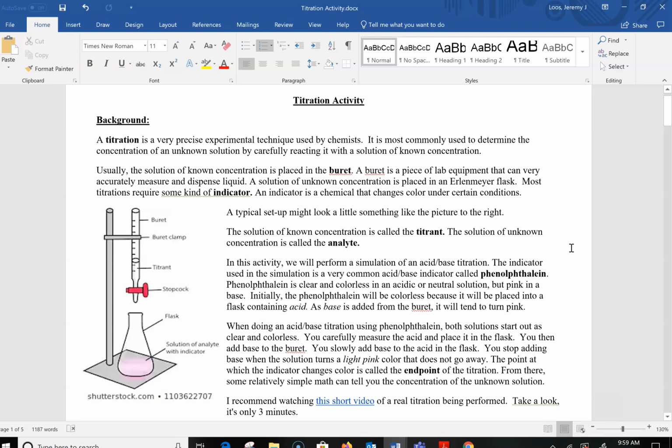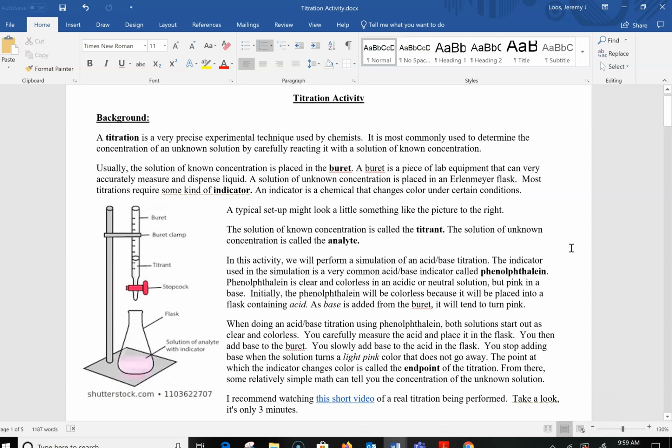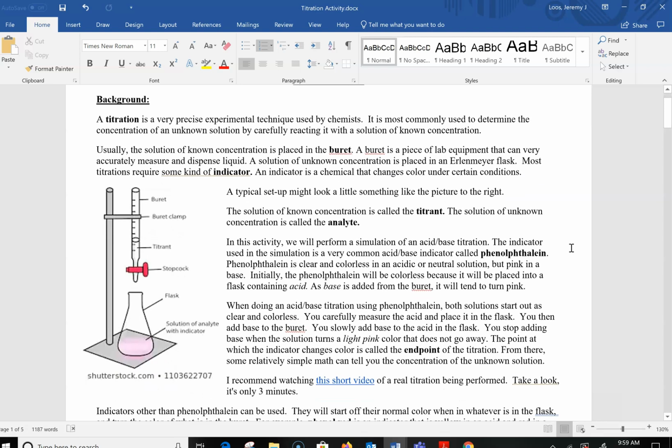I'm not going to read this whole thing to you, but just to walk you through some of the key parts here, the purpose of a titration generally is to find the concentration of something that you don't know the concentration of. We've been talking a lot about concentration and molarity. What if you have a bottle of solution there and you know that it's maybe hydrochloric acid, but you don't know how concentrated it is? A titration can tell you that.